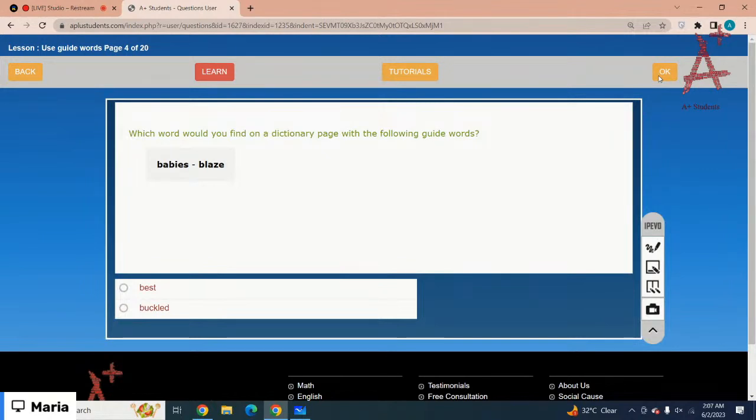If the first letter is the same, you have to look at the second letter. For all of them, the first letter is B. Now look at the second letter. Yes, it would be best, because the second letter of babies is A and of blaze is L. You need to see if the second letter E is in between A and L. Yes, E is in between A and L. U is after L. That means buckled is maybe on the next page. So the word on the same page would be best. Very good.